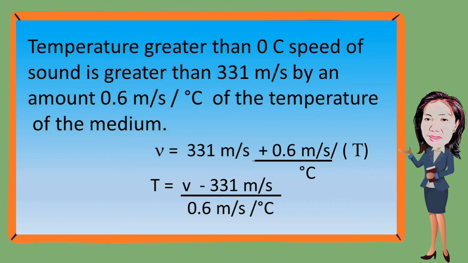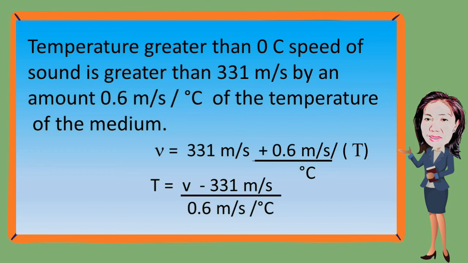So, the equation of the speed of sound, where V is the symbol of speed of sound, is V equal to 331 meter per second plus 0.6 meter per second times the temperature of the medium over degree Celsius. Take note that the temperature is what we substitute in the letter T, the amount of its temperature.